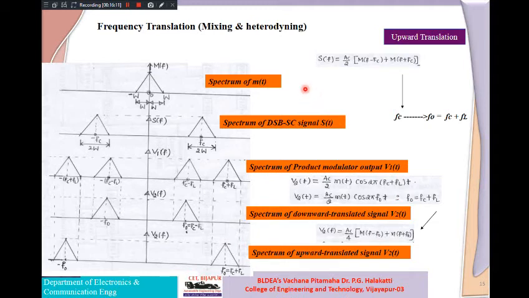You have to understand how we are going to shift the frequency spectrum concentration from Fc to Fc minus Fl in the downward translation, or Fc to Fc plus Fl in the upward translation. This is how the mixing or heterodyning is going to happen. So you have to clearly draw the spectrum along with the block diagram, and clearly explain it in different steps. Okay, so this is very simple. This is how frequency translation operates.